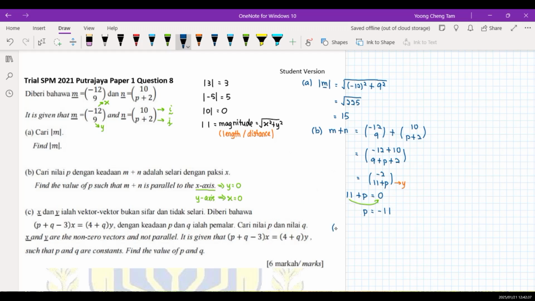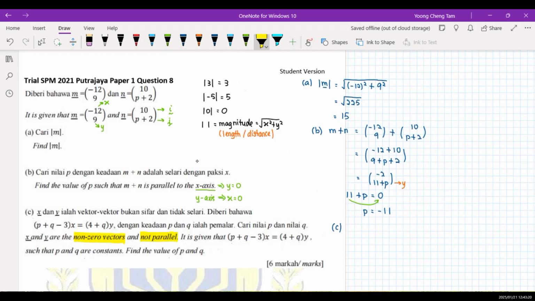Next, question C. x and y are non-zero vectors and not parallel, and it's given that (p plus q minus 3) for vector x and (4 plus q) for vector y, such that p and q are constants. Find the value of p and q. If you know the keyword, non-zero vector and not parallel, then it will be a very easy question. The meaning is that the coefficient of the vector is 0.